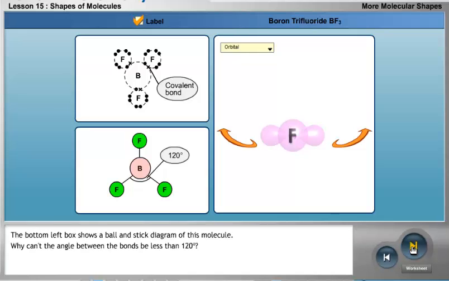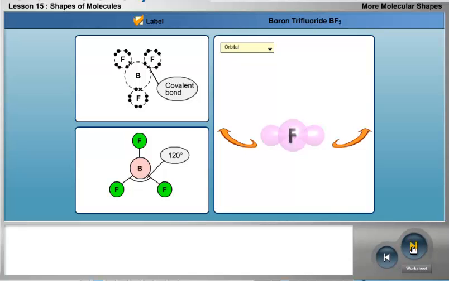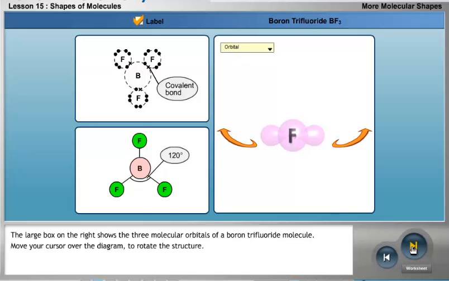The bottom left box shows a ball and stick diagram of this molecule. Why can't the angle between the bonds be less than 120 degrees? Answer: this would bring 2 of the molecular orbitals closer to each other. The large box on the right shows the 3 molecular orbitals of a boron trifluoride molecule. Move your cursor over the diagram to rotate the structure.